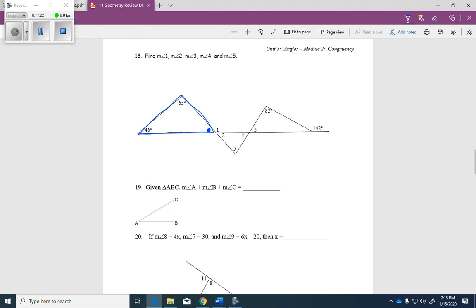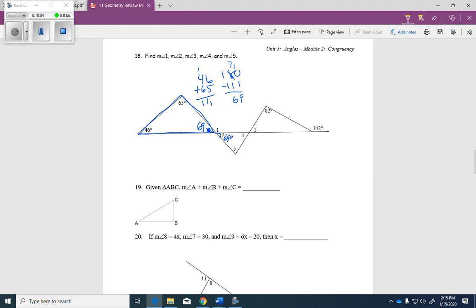So, three angles in a triangle add up to 180. 46 plus 65 is 111. 180 minus 111 is 69. This is 69 degrees. And you can test it if necessary, like do 46 plus 65 plus 69, and you do get 180. But now that I found this one that didn't have a mark in it, I know it's vertical to angle 2. So now I know angle 2 is 69 degrees.